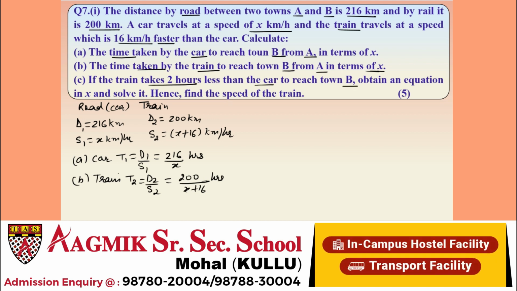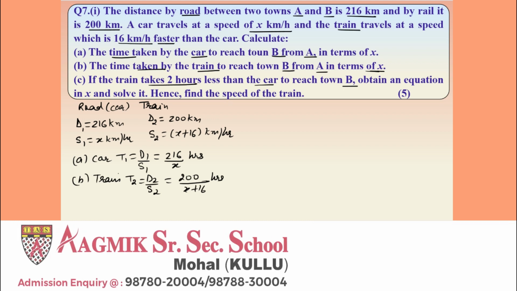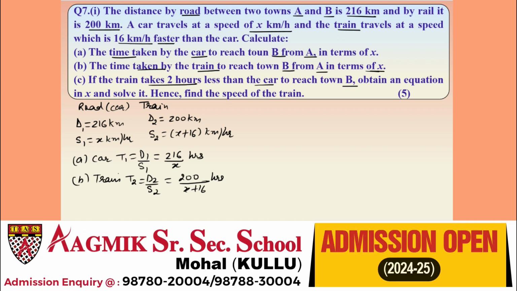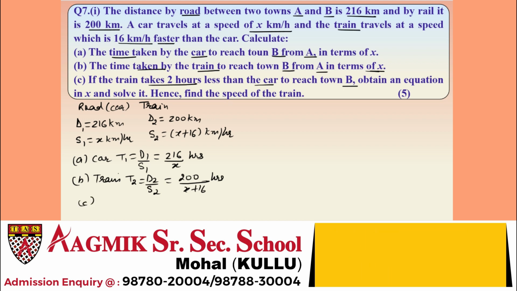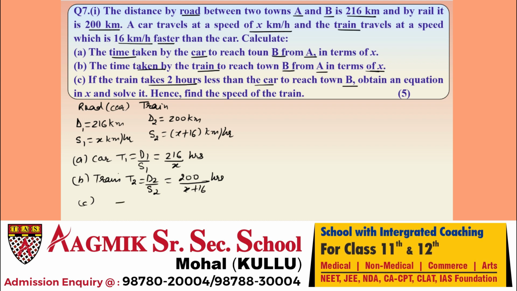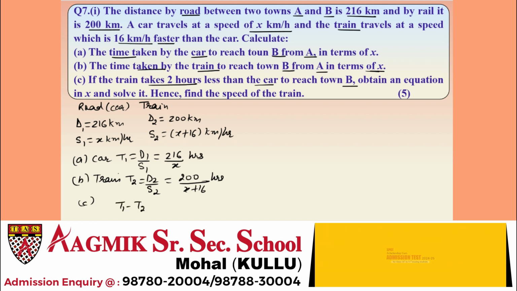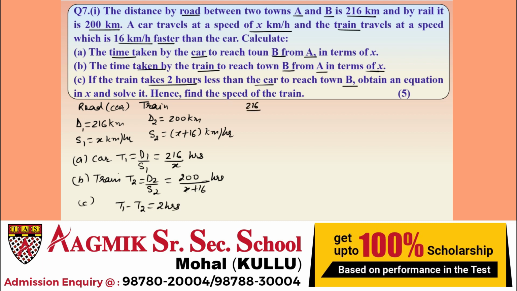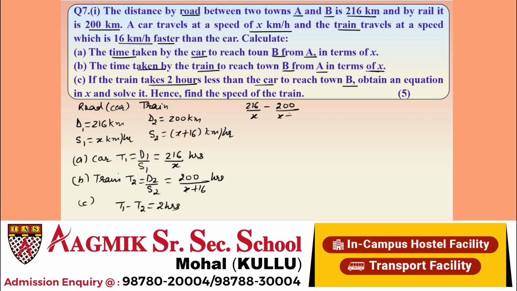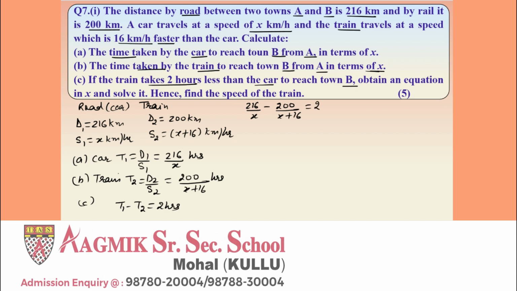Now C part is: if the train takes 2 hours less than the car to reach town B, obtain an equation in x and solve it, and hence find the speed of train. Now look here, in part C we are given that since the train is taking 2 hours less, T1 minus T2 will be equal to 2 hours. So let us plug in the values of T1 and T2. So 216 over x minus 200 divided by x plus 16 will be equal to 2.